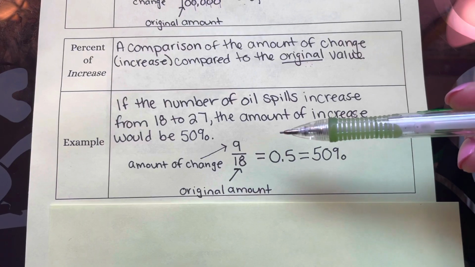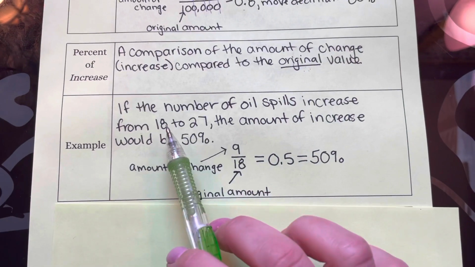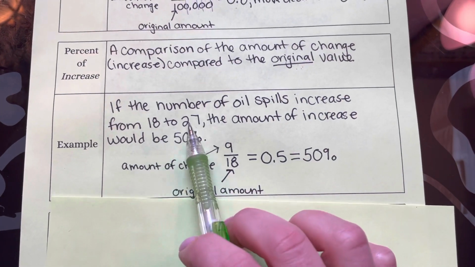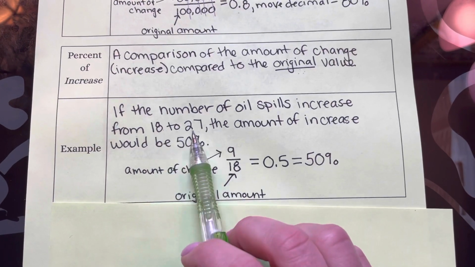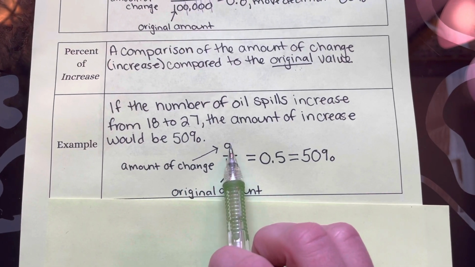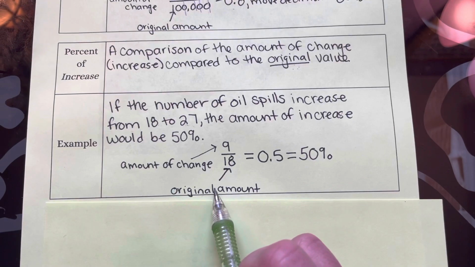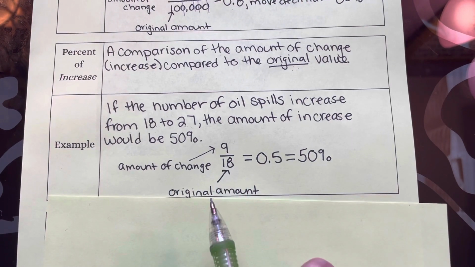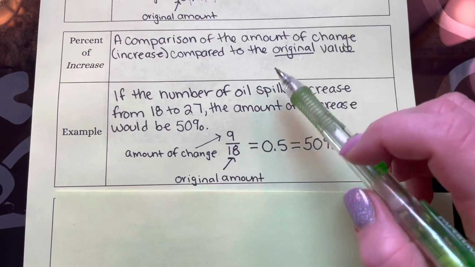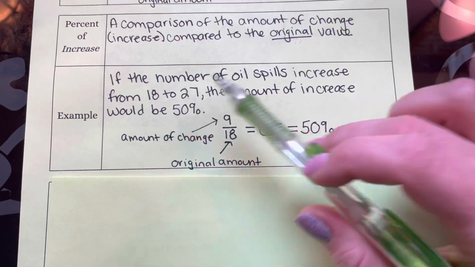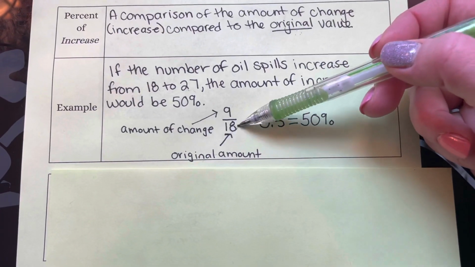How did we get 50%? Well, we have to find the difference between our two numbers. And the difference or the amount of change is 9, and that's our part. Then we're going to put the original amount or the whole at the bottom of our fraction. So the difference is 9, and the original amount was 18.